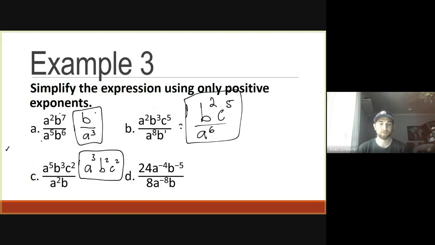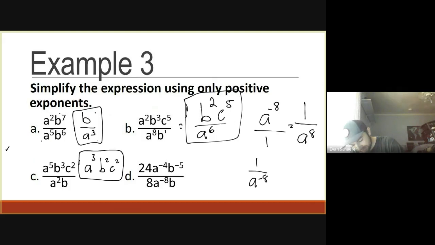Last one. This is kind of weird, right? A to the negative 8th is on bottom, right? Think about it. If A to the negative 8 is on top, it flips and becomes 1 over A to the 8th, right? But if you have 1 over A to the negative 8 on top, it flips and A to the 8th over 1 becomes on top. So you are always just flipping it and then making the sign positive. You're flipping it and making the sign positive.